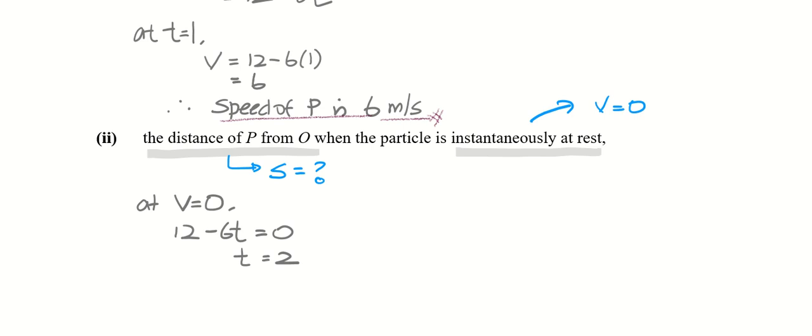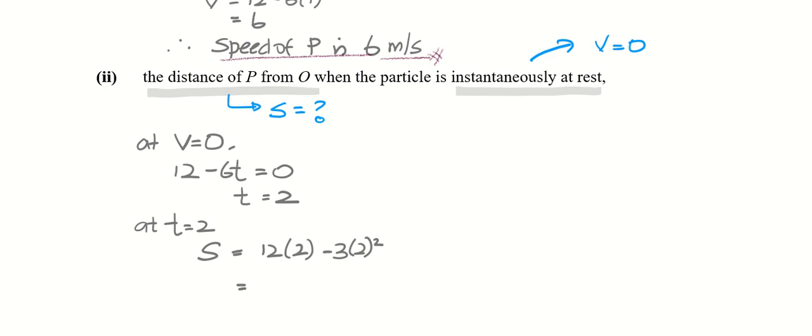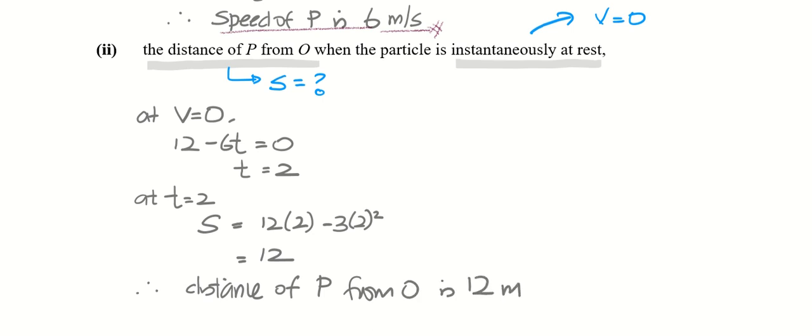And what is the distance from O? You sub into s. s will be 12(2) minus 3(2) squared. When you solve this, you actually get 12. So therefore, again, answer the question: distance of P from O is 12 meters. All these you must write. Okay, 12 meters.